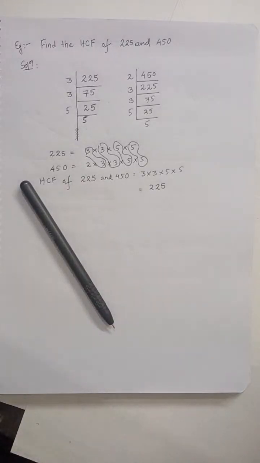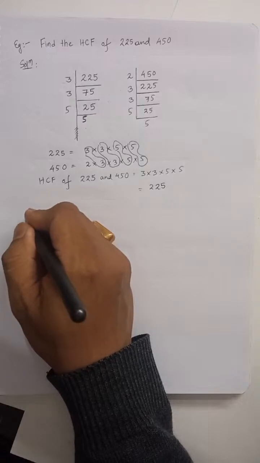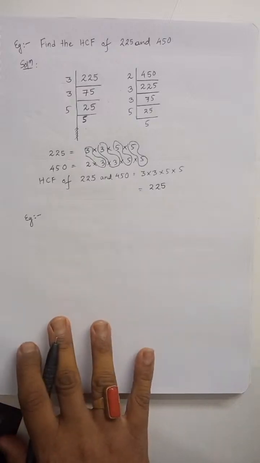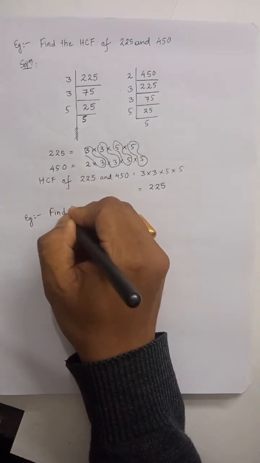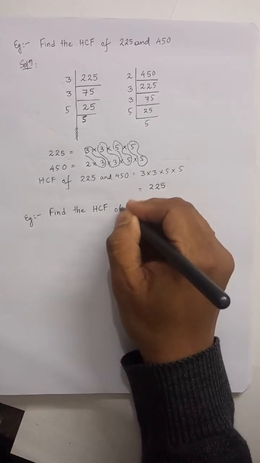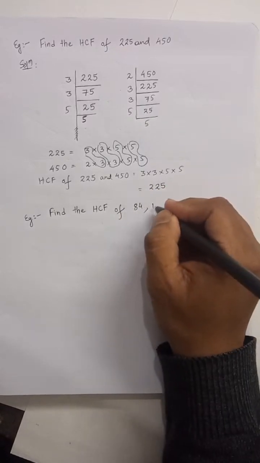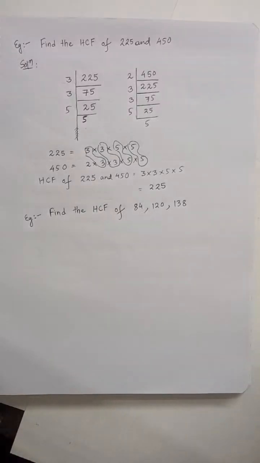Okay, so we'll try one last question using the prime factorization method, and then we will learn the continued division method. In fact, if anyone asks my opinion, the continued division method is easier than prime factorization, although this looks easier. So find the HCF of 84, 120, 138. So we have three different numbers.